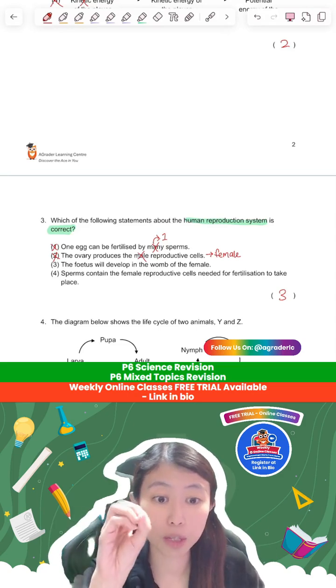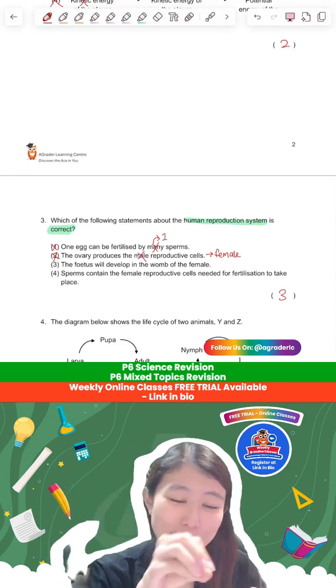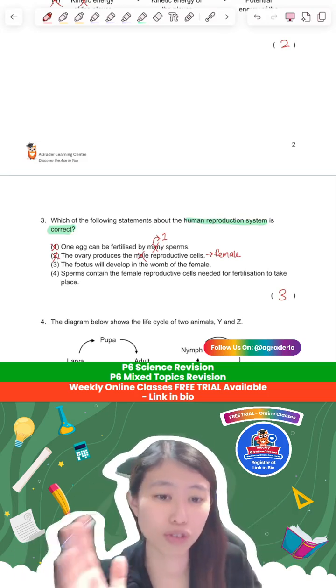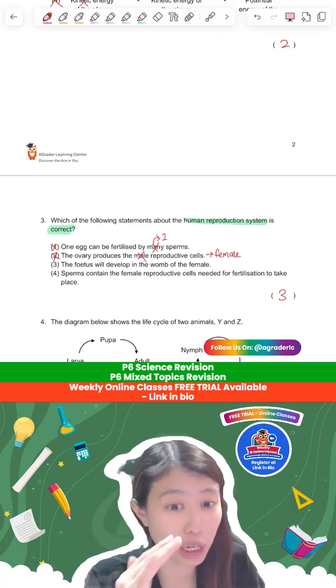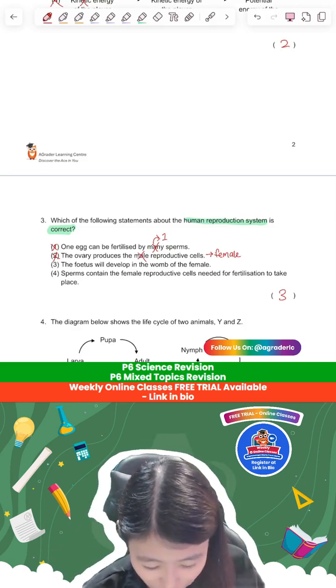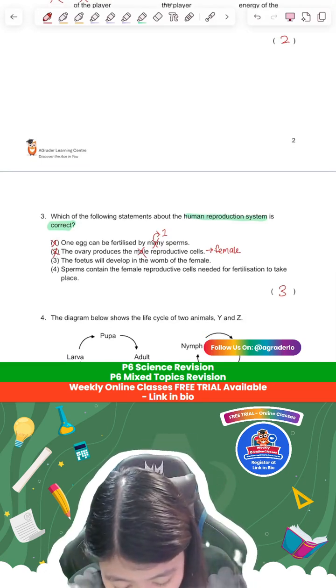One egg and one sperm. After one sperm fuses with one egg, it splits into 3. That's why the chance of triplets is actually lower than the chance of getting twins. Alright, and number 3 is correct.